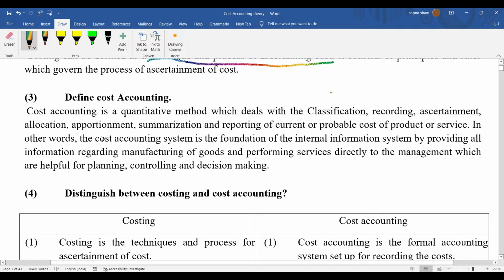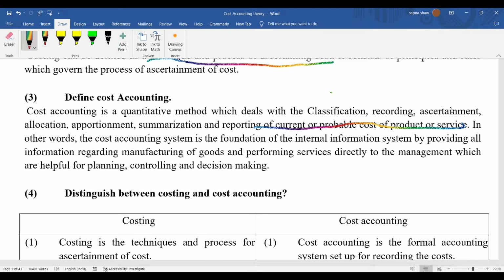If you read this, cost accounting is a quantitative method, it's not a qualitative method, wherein we calculate different things. So we classify, record, ascertain, allocate, apportion, summarize and report certain or probable cost of a product or service. So what exactly do we do in cost accounting? First of all, we classify the things. For example, the amount which we have incurred only for raw material. Okay, so we will classify.